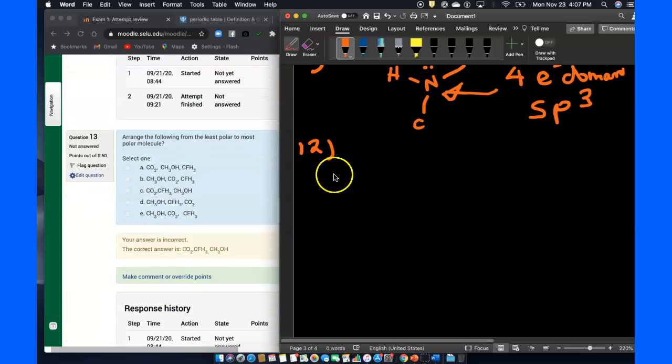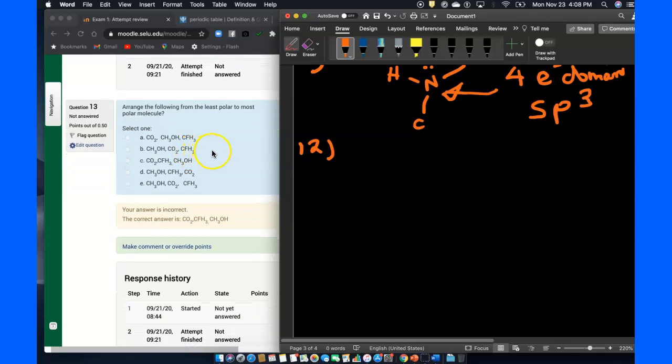And then 13, arrange the following from the least polar to the most polar. Okay, so which one of the following will be the best arrangement? Let's find the least polar. The least polar most likely should just have London dispersion forces, and most likely that's going to be one that has the dipole moments cancelling out, or an alkane. There's no alkane here.